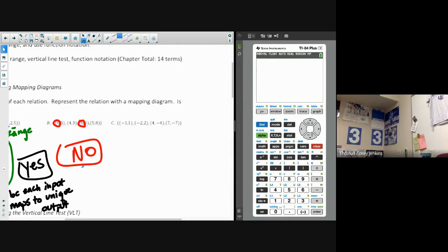Why is it a no? Because 6 maps, or you could say 6 corresponds to, I like maps, 6 maps to 5 and 4. So again, back to the function machine video, that would be I put 6 on the conveyor belt, and one time it goes to 5, and then I put 6 on the conveyor belt again, and another time it goes to 4. So at that point, we know that's not a function machine, right? This is just a relation, not a function.